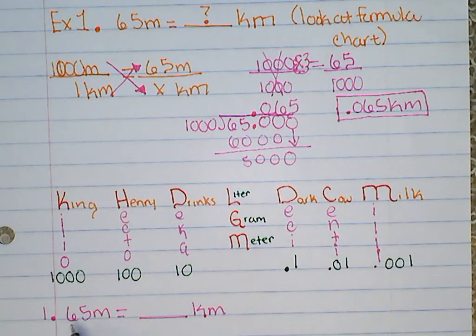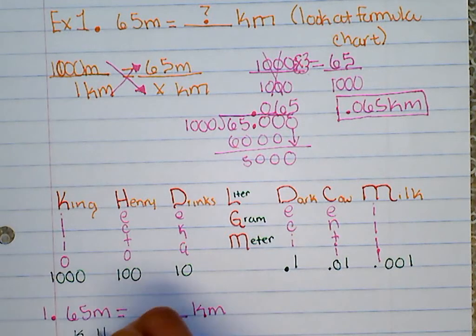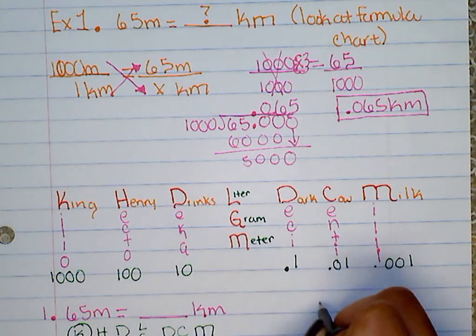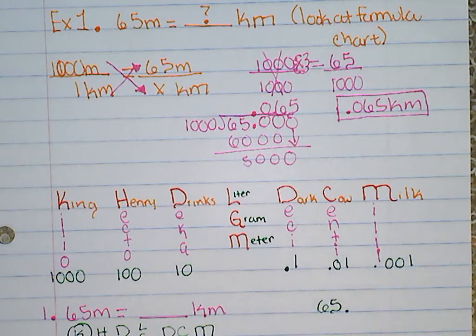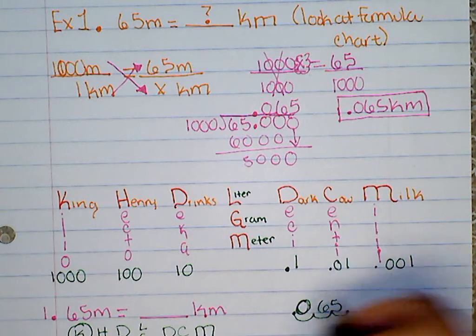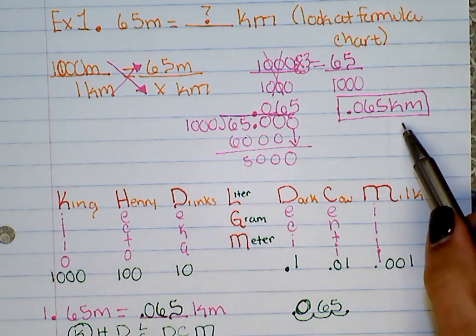Okay, so 65 meters. We start at the meters. I'm just going to go ahead and recreate this every time I do a problem. So we're starting at meters and ending at kilometers. So we move 1, 2, 3 spaces to the left. So we have 65. We know our decimal is right here. We move it 1, 2, 3 spaces. We get the same answer.